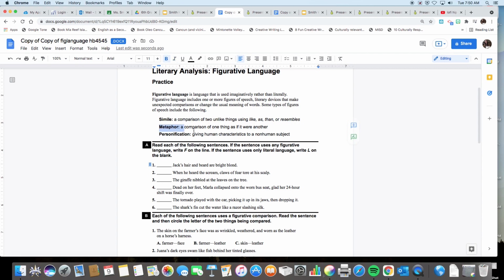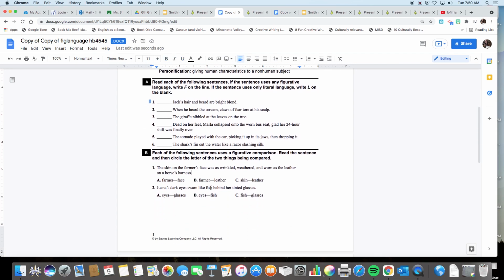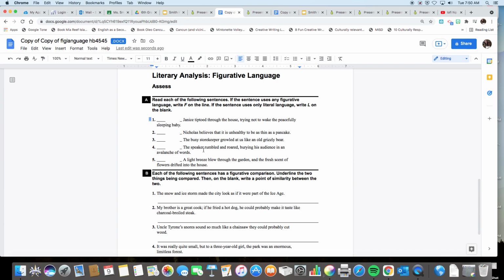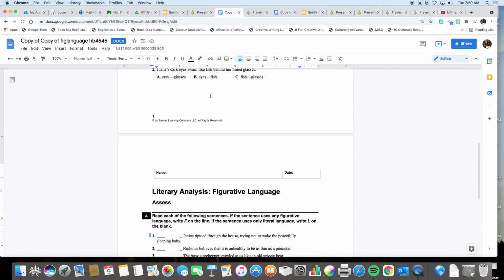A metaphor is when it's a comparison of one thing as if it were another, and it doesn't use these words. Personification is giving human traits to non-human things. Okay, so I'm going to help you with some of part A and part B, and then I want to see if you can do these part A and B's on your own, okay?